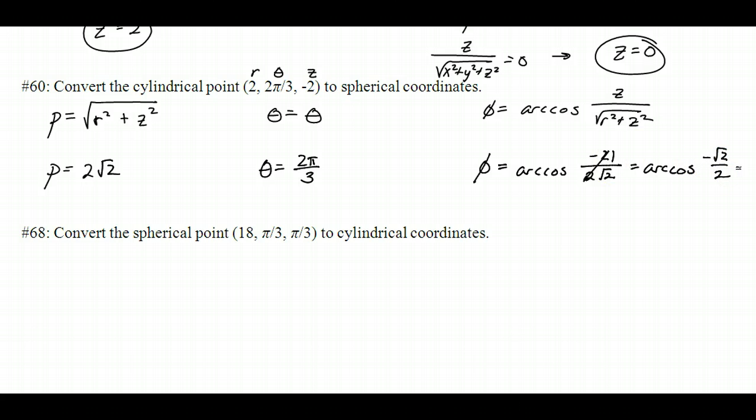And remember, way back, that cosine or principal values are quadrants 1 and 2. So if you want a 45-degree angle and it's negative, your angle should be 3 pi over 4. Therefore, your coordinates now are 2 square root of 2, 2 pi over 3, and 3 pi over 4.